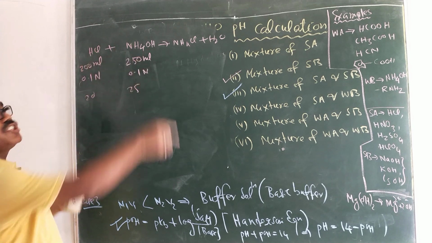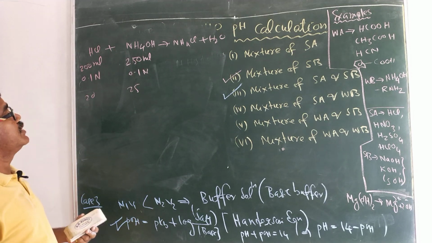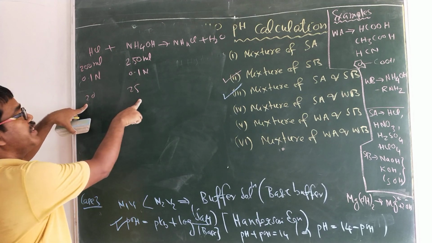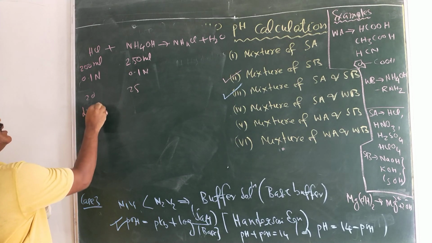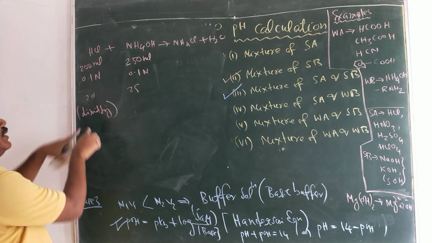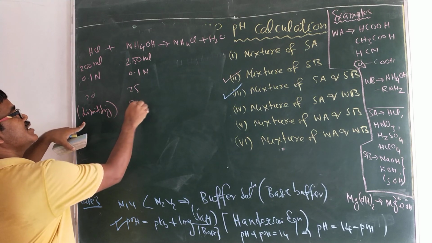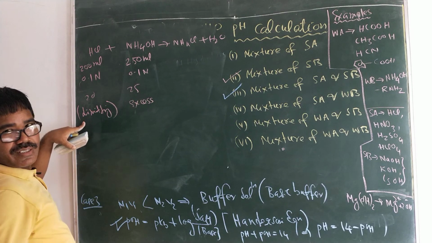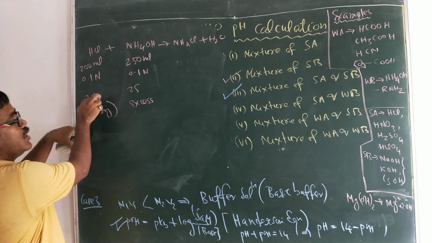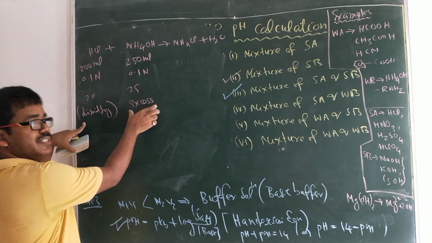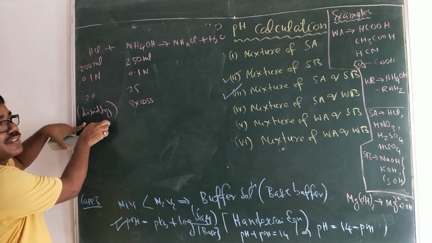Therefore, they will react with each other. Here, this is 20, this is 25. The acid is the limiting reagent, because its milliequivalent is less. The base is in excess. Milliequivalent of this is 20, of this is 25. This is small in amount, this is large in amount. That's why it's called the excess reagent. This is called the limiting reagent.